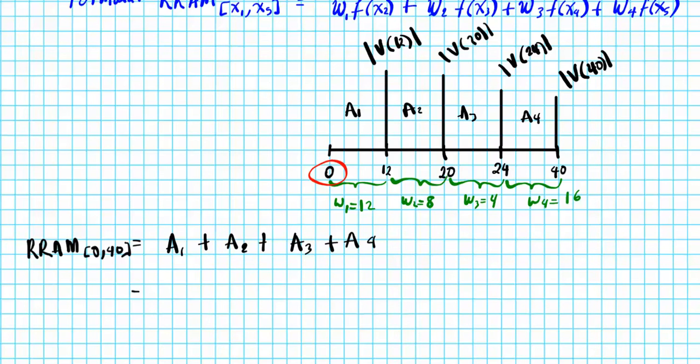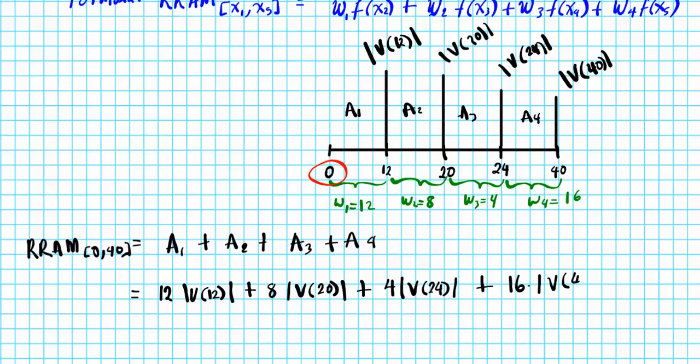Right? So what's the area of the first rectangle? The first rectangle is the width, which is 12, times the height, the absolute value of v of 12, plus A2. The width is 8 times the height, the absolute value of v of 20, plus A3. The width is 4 times the height, the absolute value of v of 24, plus A4. The width is 16 times the absolute value of the height, v of 40.